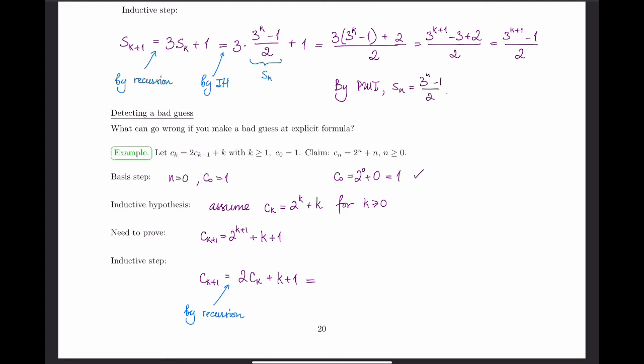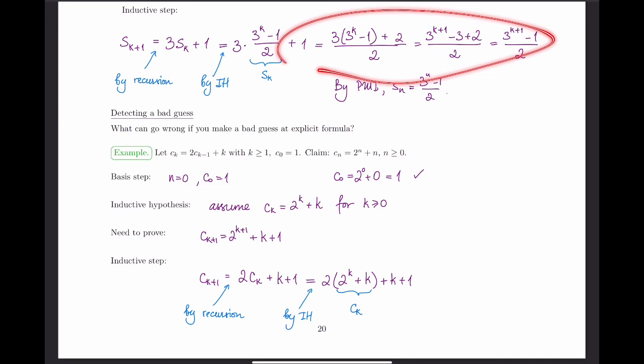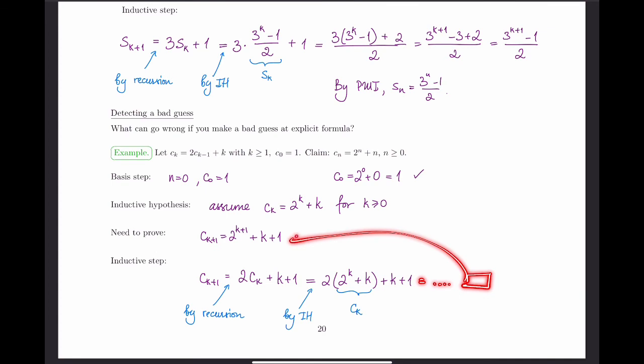Next, the reason I've applied the recursion is so I can get down to c sub k and apply the inductive hypothesis. So I can replace c sub k here with whatever the inductive hypothesis assumed I actually have in my formula. So this is by inductive hypothesis. All I did was replace c sub k here with the expression that I assumed holds by the inductive hypothesis. Great. Next up came the simplifications and the hope that what I get at the end here is the same as what I want to prove.